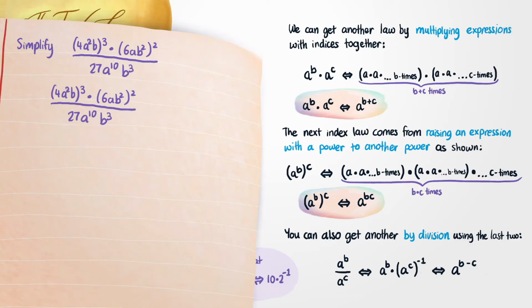Okay, so for starters, if I see numbers that are not prime numbers, I always like to write them in terms of their primes. So for example, 4 is the same thing as 2 times 2, 6 is the same thing as 2 times 3, and 27 is the same thing as 3 times 3 times 3, or 3 cubed.